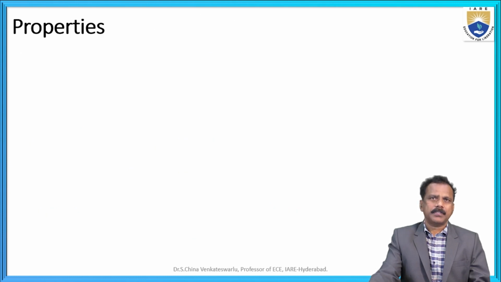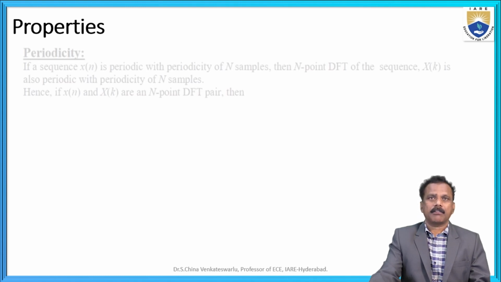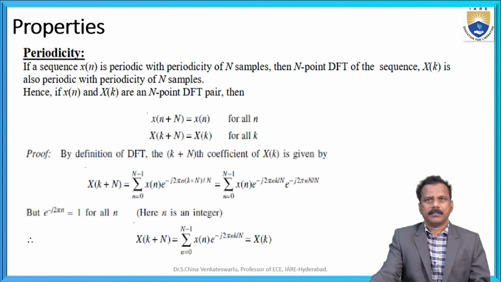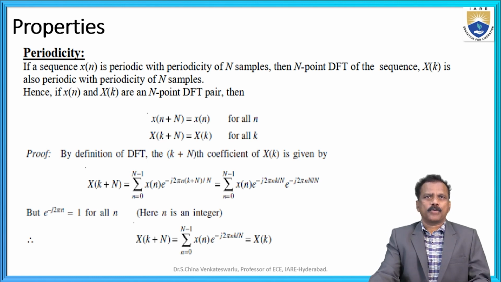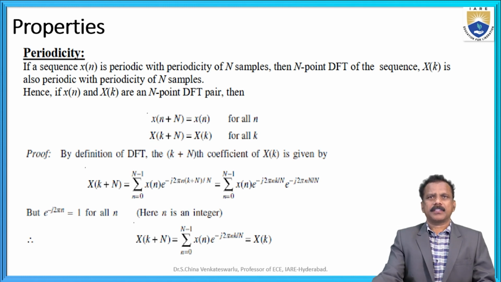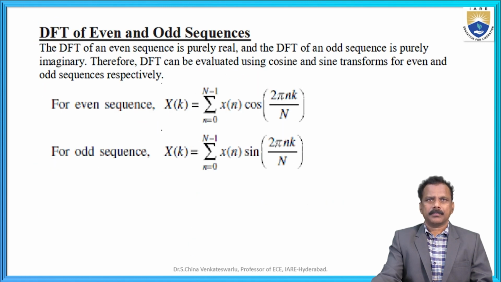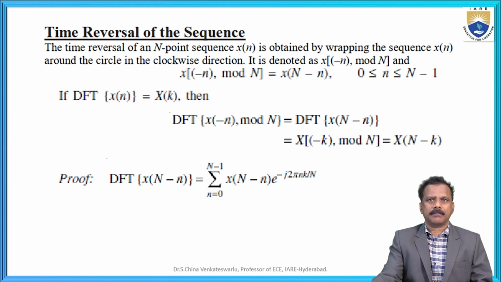Sometimes it is reflected by using the different properties. You know the major properties involved here. Periodicity, which we have discussed: x(n + N) equal to x(n). If a sequence x(n) is periodic with a periodicity of N samples, then the N-point discrete Fourier transform of the sequence X(k) is also periodic with a periodicity of capital N samples. Then there is linearity. We know the DFT of the even and odd sequence, which we have already discussed.